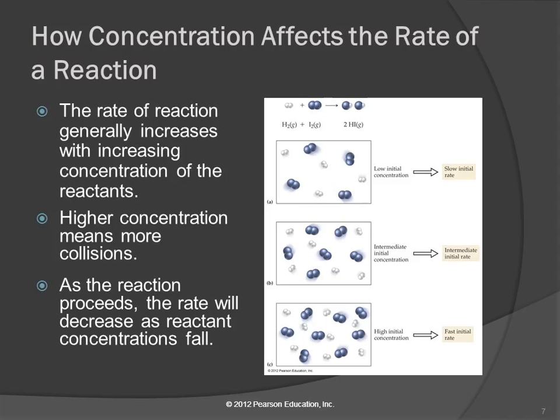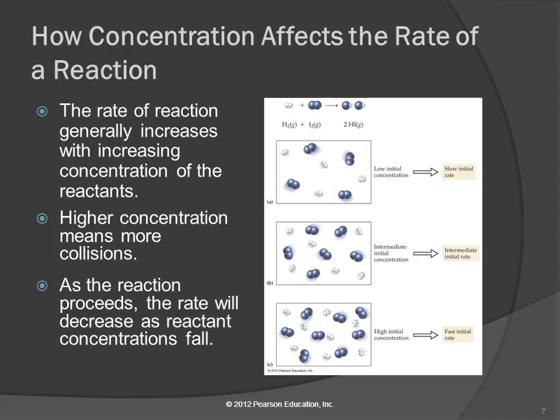So here's the example: hydrogen gas and iodine gas reacting to form hydrogen iodide. And so we have little hydrogens and larger iodines, and they have to run into each other. And if there's only a few molecules, if there's a low concentration, there aren't going to be as many collisions. If we have a high concentration, we've got a lot of them in a small area, there are going to be more collisions. And so the rate of reaction is going to be faster. Does that make sense?